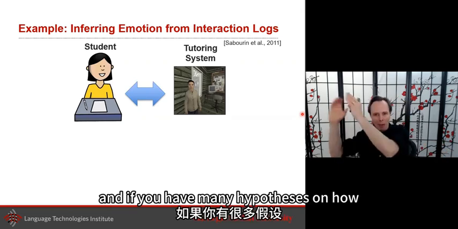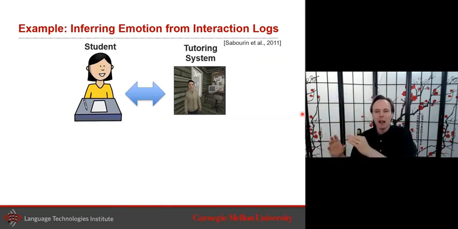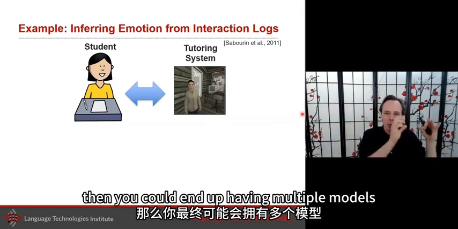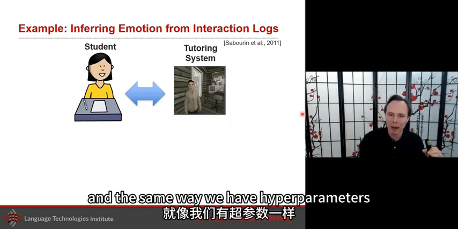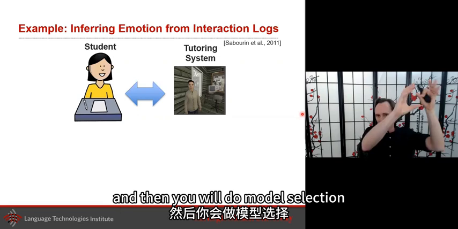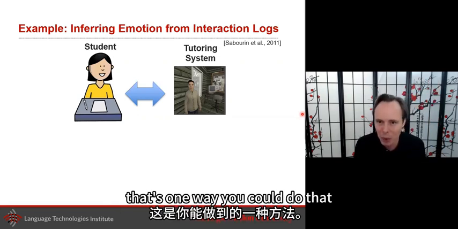And if you have many hypotheses on how the problem could be solved, then you could end up having multiple models. The same way we have hyperparameters, you could have multiple models, and then you will do model selection on all of them. That's one way you could do that.